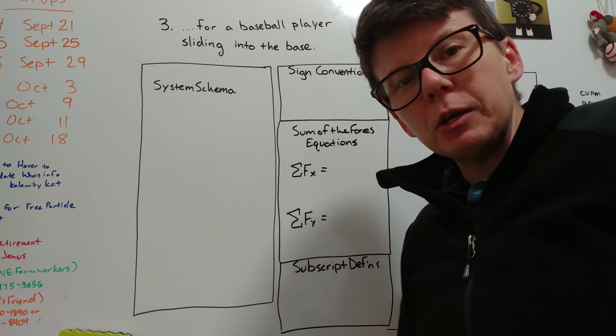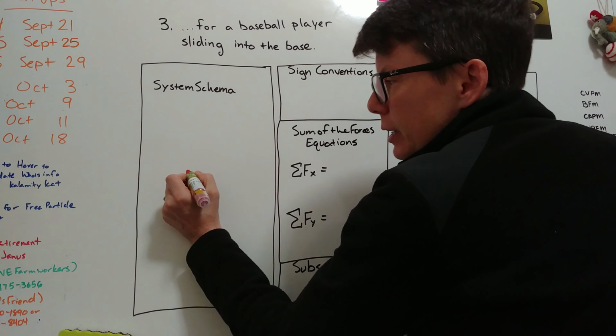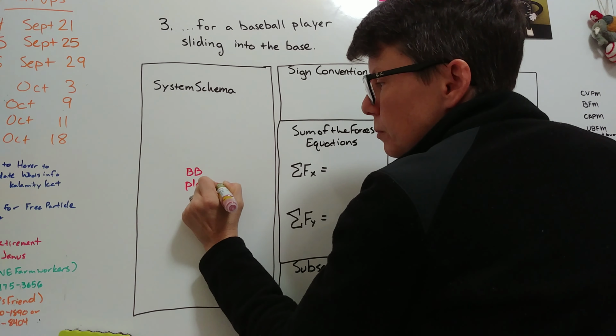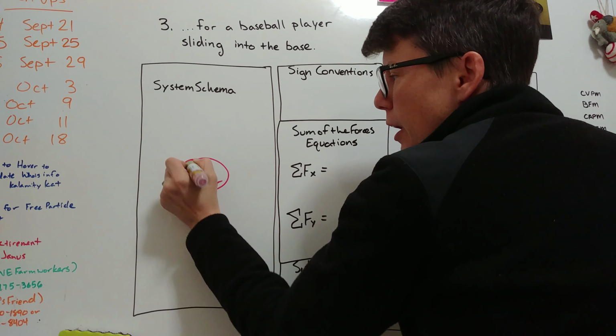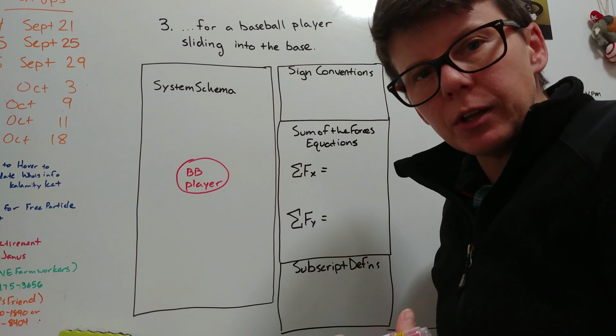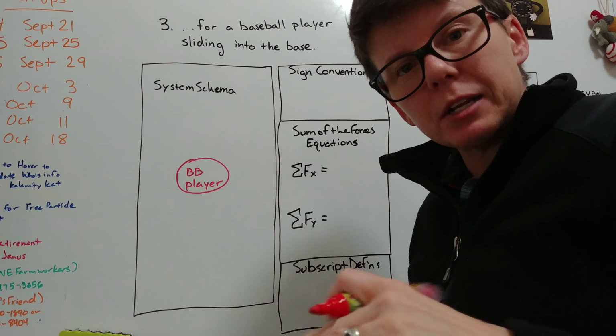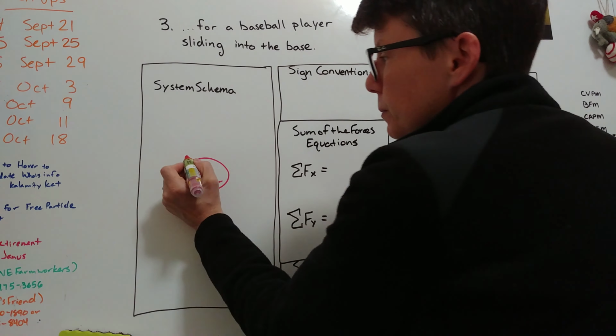Please start by labeling the baseball player at the center. Every object gets a solid outline. The object of interest, or the center of our system, should get a dashed outline as well.